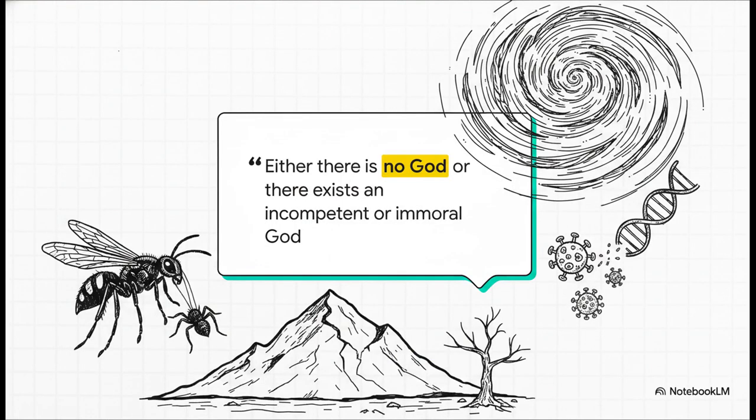Mill looks at brutal examples like that digger wasp alongside natural disasters and devastating diseases, and he makes a really devastating point. If we're judging the creator strictly by the creation, then the extreme cruelty and unnecessary suffering built into the very fabric of nature, well, it doesn't exactly point to the loving God of classical theism. Mill's incredibly harsh conclusion is that either there is no God at all, or the designer of this universe is utterly incompetent or deeply, deeply immoral.